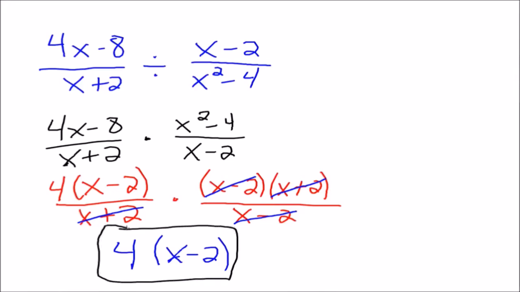So the good news is division is no more difficult than multiplication. Just change division to multiplication first, then factor all your numerators and all your denominators, and then divide out any factors that are common to both your numerator and your denominator. Study well.